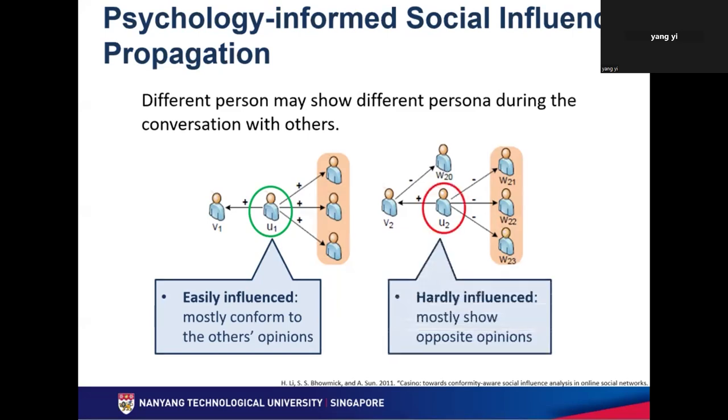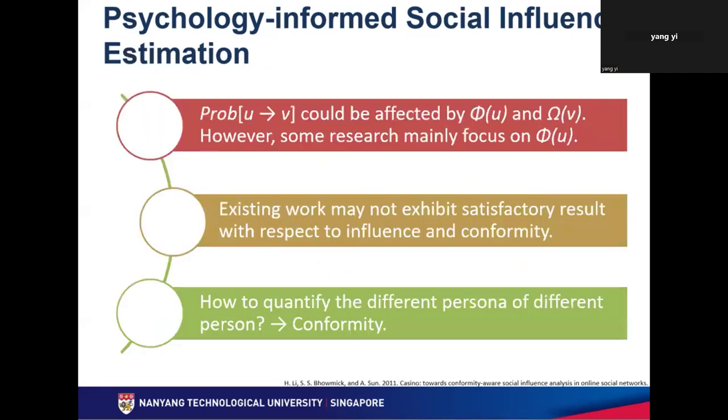For the rest part, let's examine U2. Among the four different edges pointing out from U2, three of them are negative ones. That means U2 mostly shows opposite opinions. Hence, U2 may have a very low conformity level. Recall that we had a slide showing the spread of fake information earlier. We also had a U2 who blocked the information spread. Right? He is hard to be conformed. So we try to find some score function to quantify how easily one is conformed.